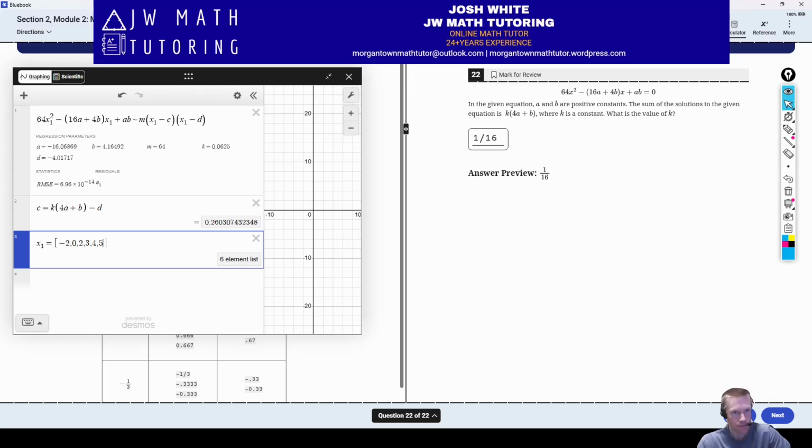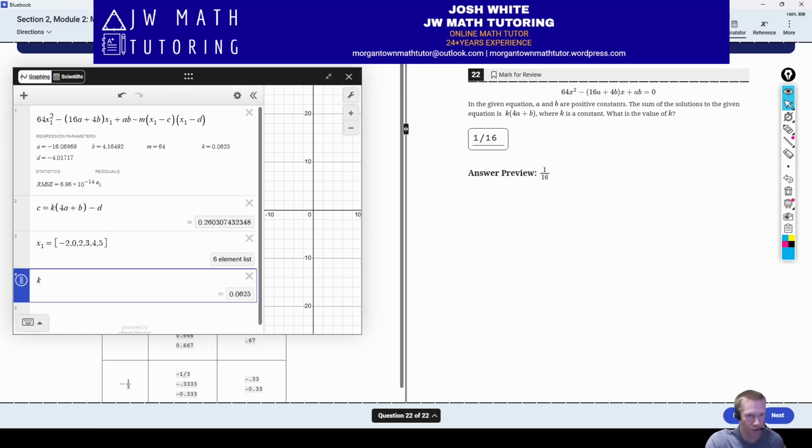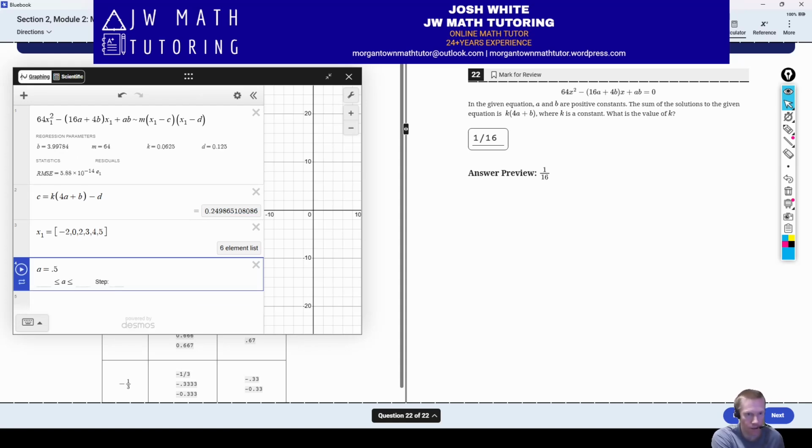Now, we do want to double check a couple things here. It tells us a and b are positive constants. Now, notice though, in the regression, a is not a positive constant, so that's a problem, even though it's giving me the right value of k here. Okay, k is 0.0625, or if you click on this, it's 1/16. It's giving me the right value of k, but the a value is not positive, so technically, I would try to choose an a value that's maybe something like this.